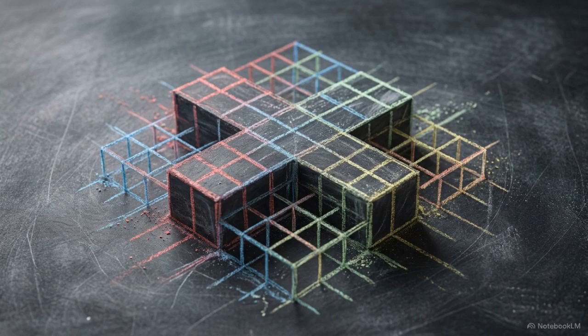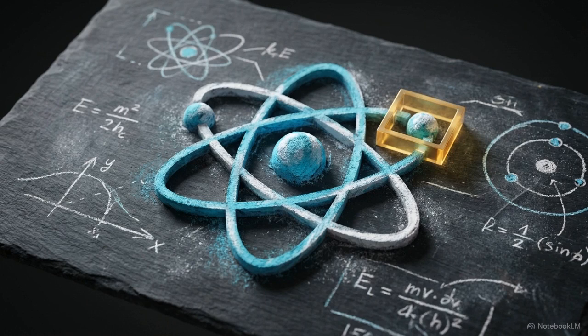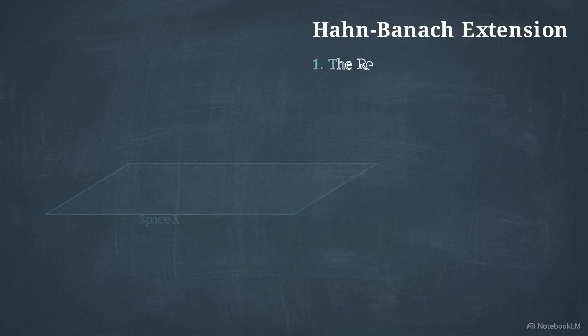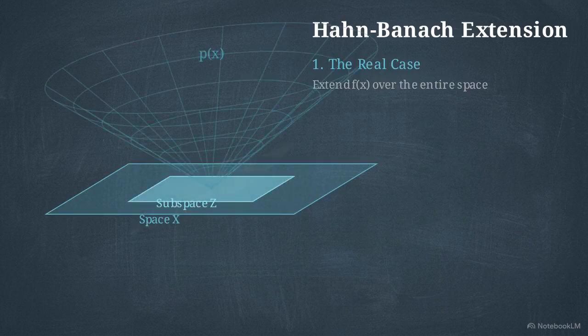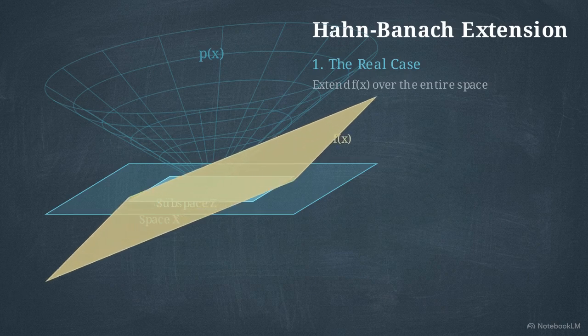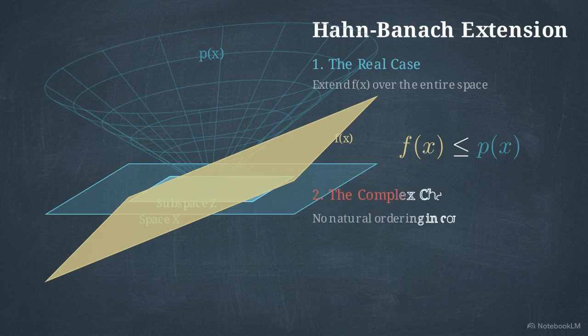Extending the Hahn-Banach theorem into complex vector spaces is more than a technicality. It is a requirement for the mathematics of quantum mechanics and operator theory. In the real-valued version of the theorem, we can take a linear functional from a small subspace and extend it to the entire space, as long as it remains bounded by a sublinear function p of x.